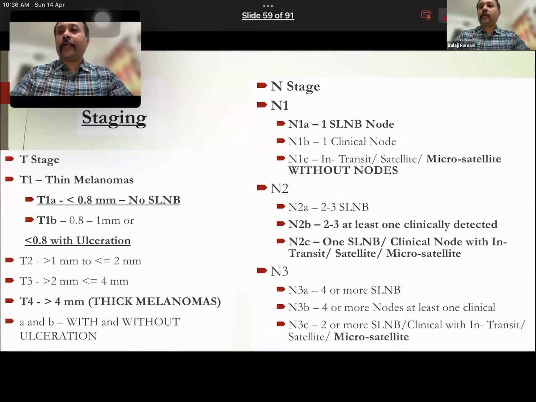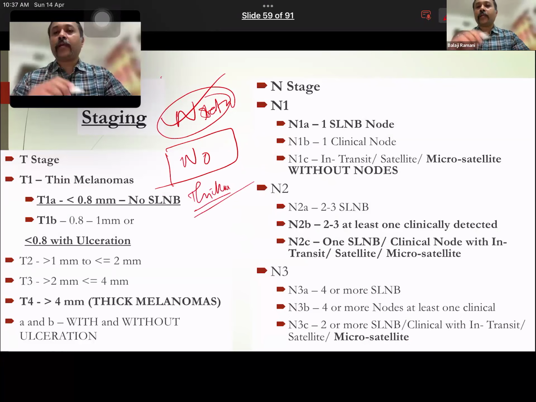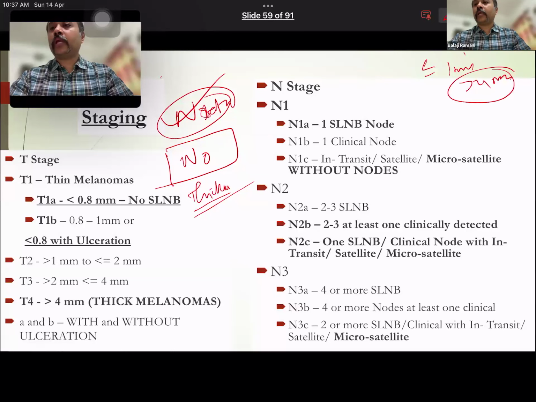Okay, right. Now, when we talk about the staging of melanomas, you have your thin and thick. Thickness is the most important prognostic factor in N0 disease. Whenever they ask about prognosis, it is the N status which is the most important. In N0, the most important prognostic factor is the thickness. Whether it's a thin melanoma or a thick melanoma, that is, less than or equal to 1 millimeter will come under thin, and the others come under thick. So 1 to 2, 2 to 4, and more than 4.